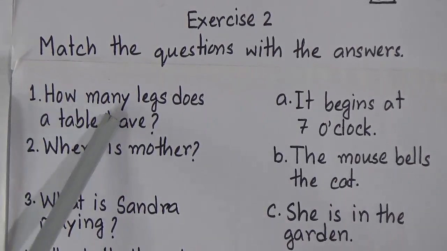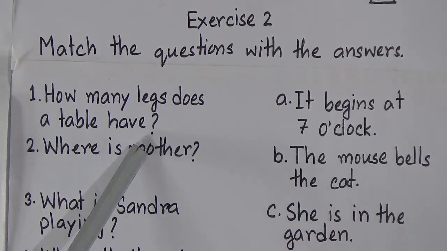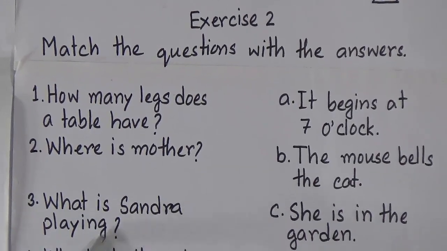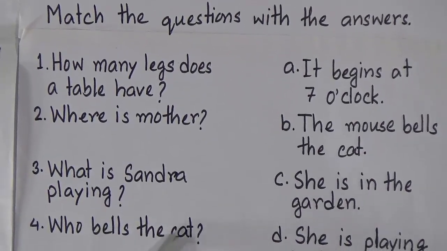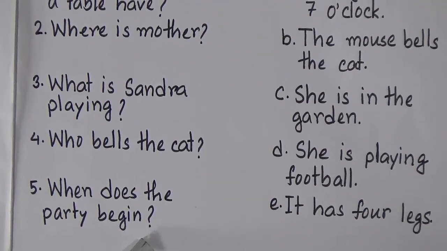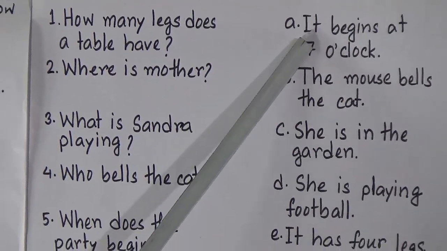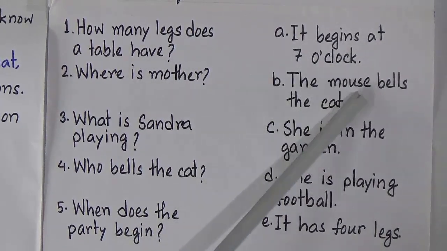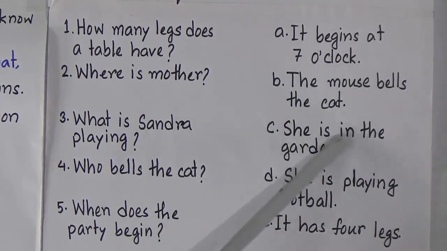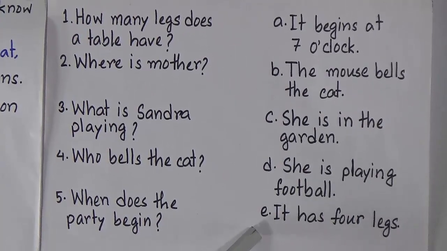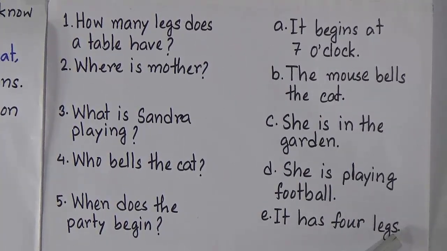Number 1, how many legs does a table have? Number 2, where is mother? Number 3, what is Sandra playing? Number 4, who builds the cat? Number 5, when does the party begin? Now the answers. A, it begins at 7 o'clock. Number B, the mouse builds the cat. Number C, she is in the garden. Number D, she is playing football. Number E, it has 4 legs.